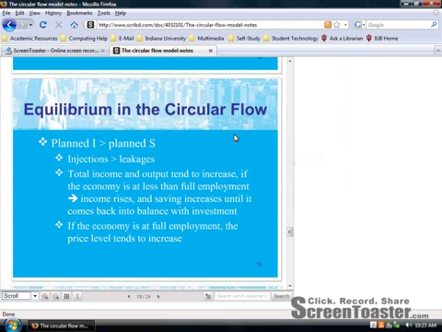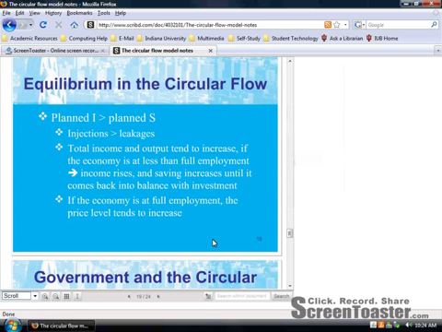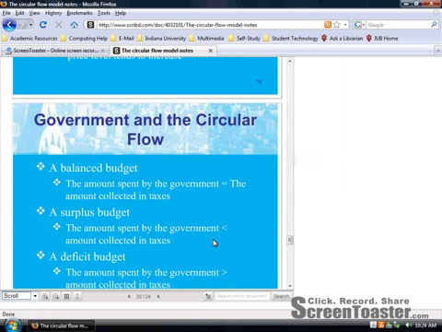Equilibrium in the circular flow. Planned I is now greater than planned S, which is injections greater than leakages. Total income and output tend to increase if the economy is at less than full employment, which is income rises and saving increases until it comes back into balance with investment. If the economy is at full employment, the price level tends to increase.